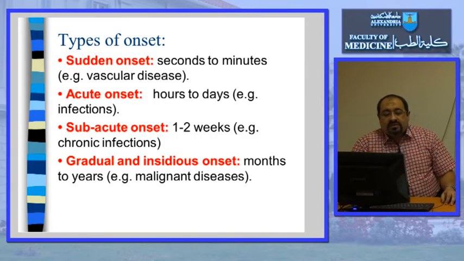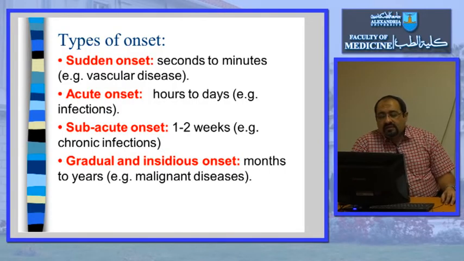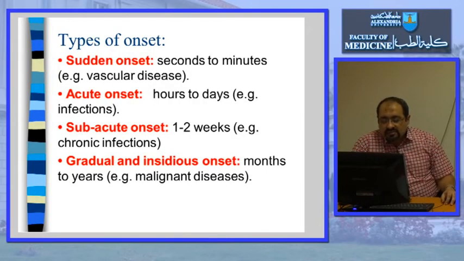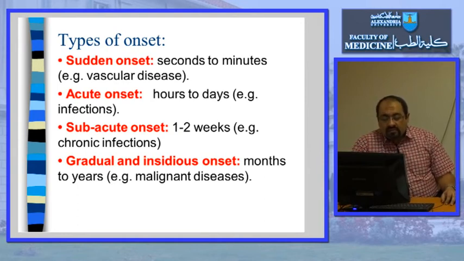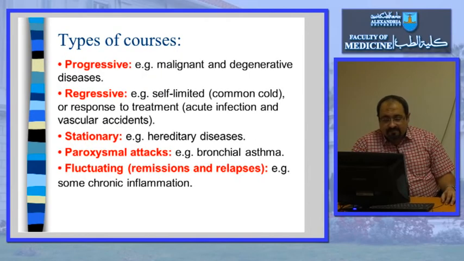If we are asking about the onset of the complaint, the onset can be sudden, which means that the complaint started in seconds or minutes, or acute, hours to days, like infections, or subacute, which is a more insidious onset, which takes one to two weeks, like chronic infections, or it may be a chronic or gradual complaint of gradual onset that takes months or years, like malignant diseases.